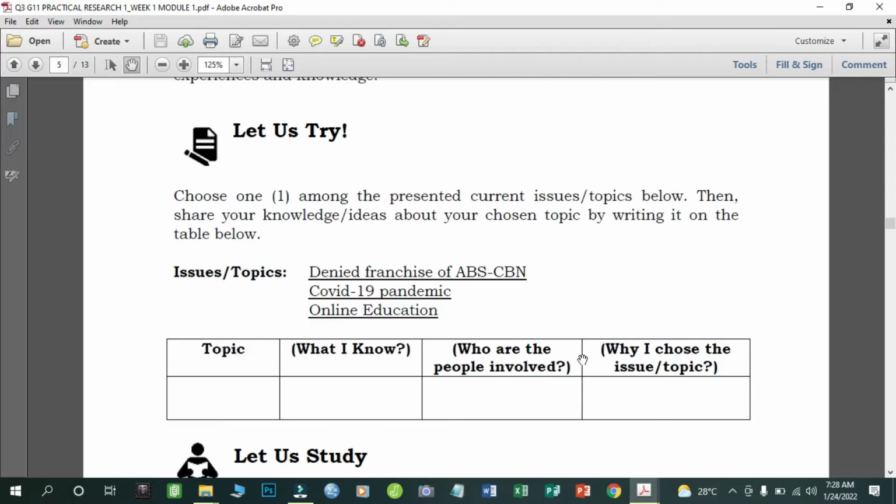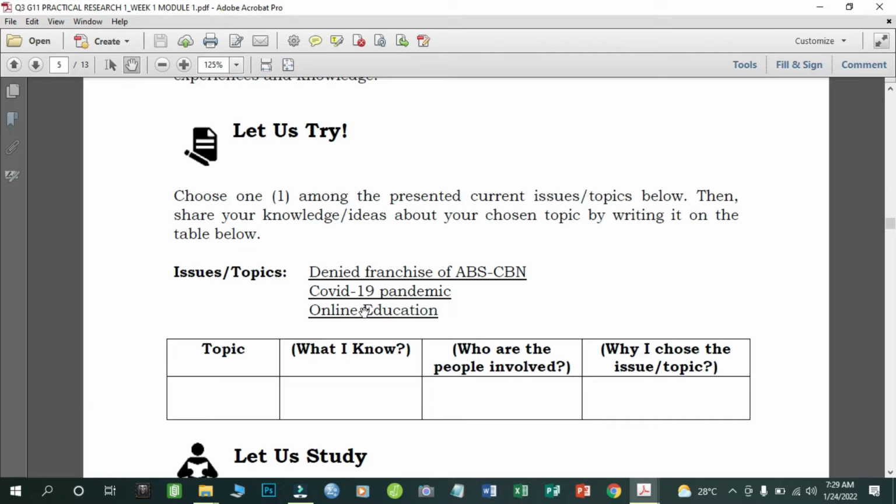Let's try. So this is our activity. Choose one among the presented current issues or topics below, and share your knowledge and ideas about your chosen topic by writing it on the table below. Okay, so here are the topics. You can choose among the three: the denied franchise of ABS-CBN, the COVID-19 pandemic, then online education.